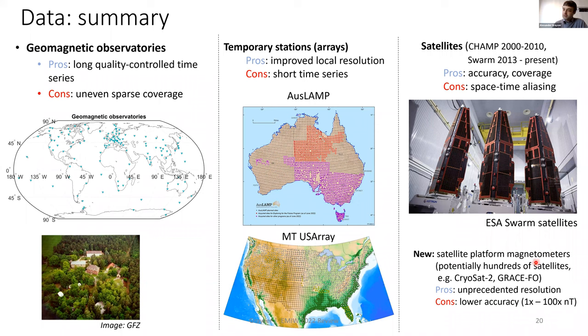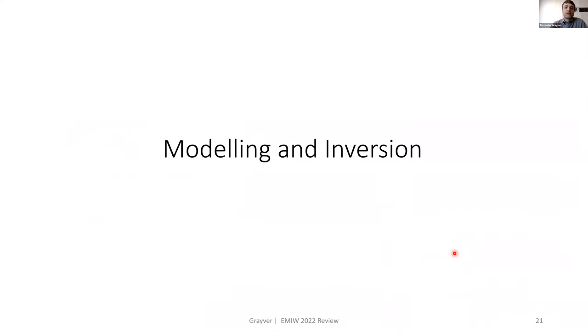There are potentially hundreds of satellites with platform magnetometer data, and this would again give us unprecedented resolution, but we actually have to deal with low accuracy and some problems with calibrating this data and getting it on a stable basis from satellite operators. So this was it on the data side.